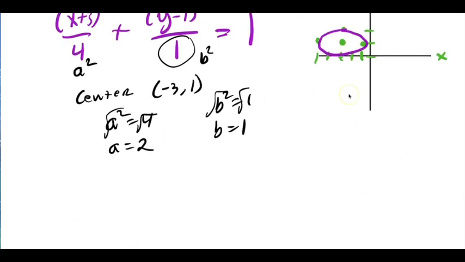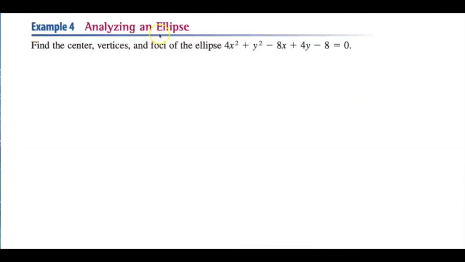That's your ellipse. Next one, example 4, analyzing an ellipse. Find the center, vertices, and foci of the ellipse. Similar problem as last time, but now we want to also do the foci. And I guess we don't have to graph it.